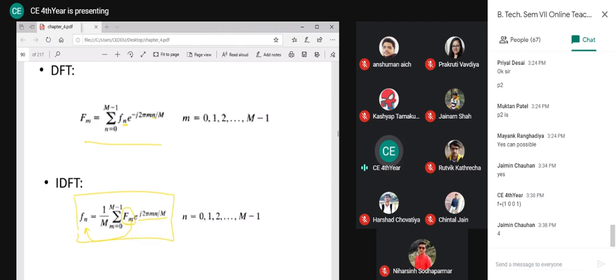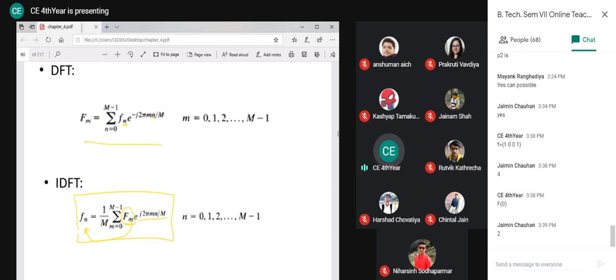Now I want capital F0, that is my m value 0. How to find it out? The m value is 0, so e raised to minus j 2 pi times m n by M, with m equal to 0, is going to be e raised to 0. So this term is going to reduce into the summation of Fn. Can anyone tell me what will be my F0? It will be just the summation of Fn, and that will be 1 plus 0 plus 0 plus 1. It is quite clear here.